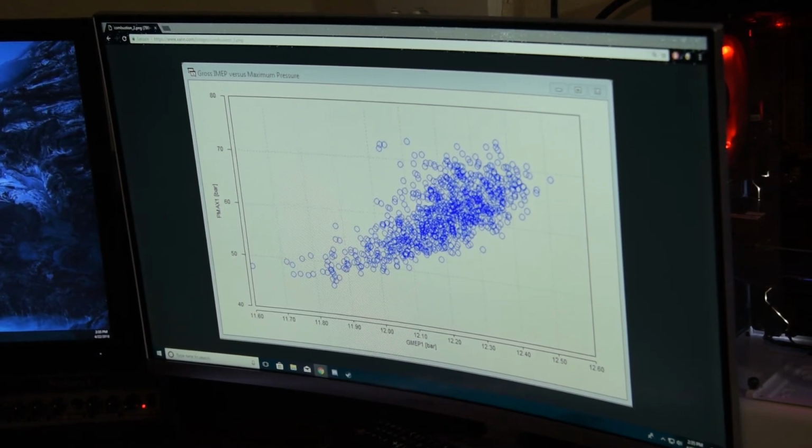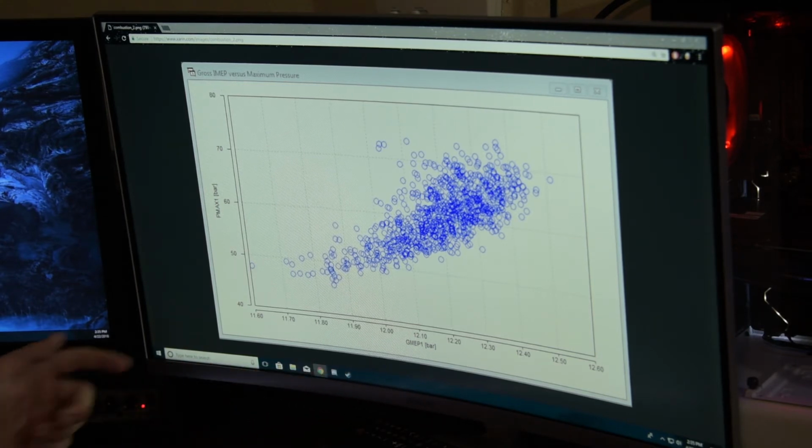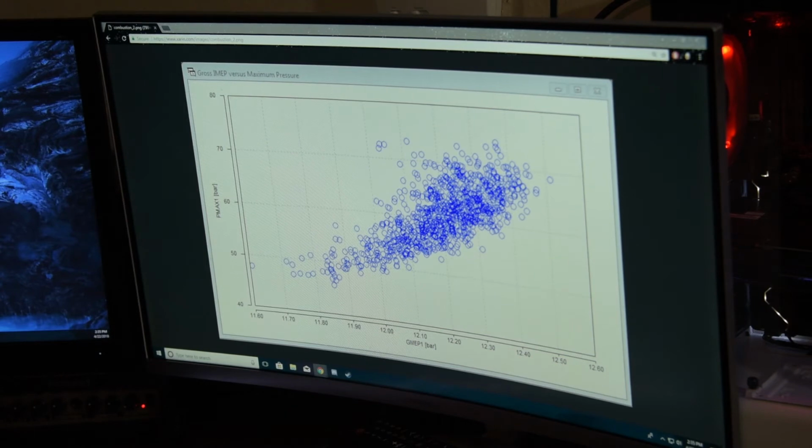So what's that graph on your computer for? Well, actually, I don't really know. This isn't even the real program. It's just screenshots I found online. Oh, okay. But I would assume if it were the real program that this is a scatter plot showing the relation of the gross IMEP with the maximum cylinder pressure. Oh, that's pretty cool, actually.